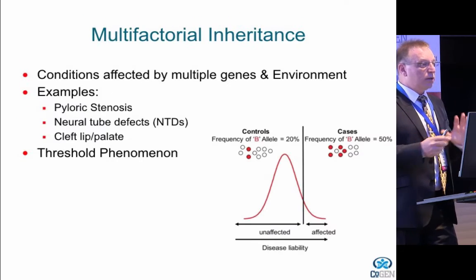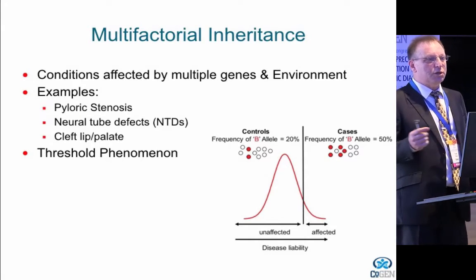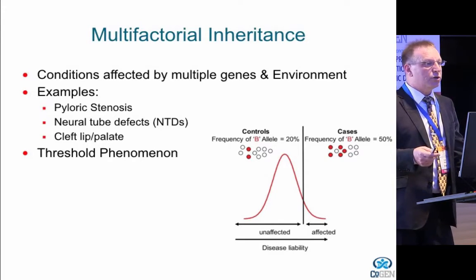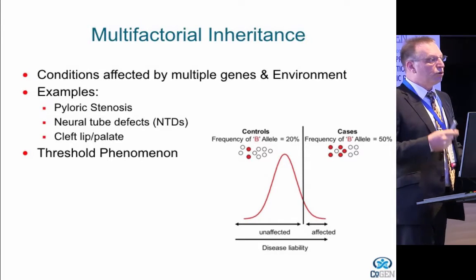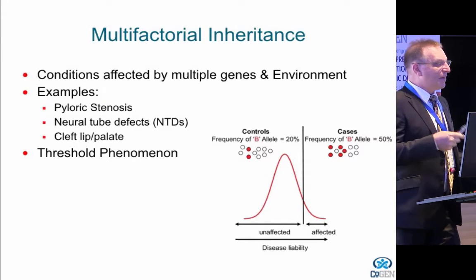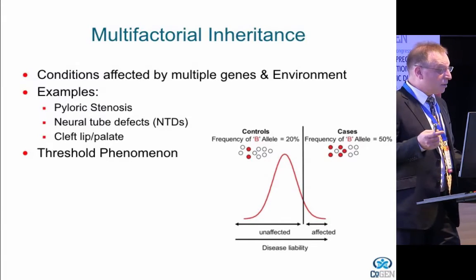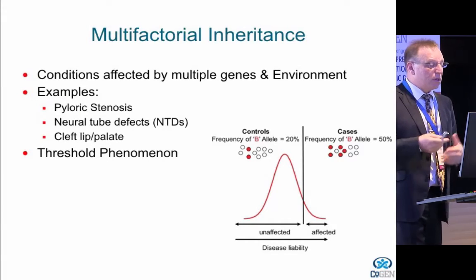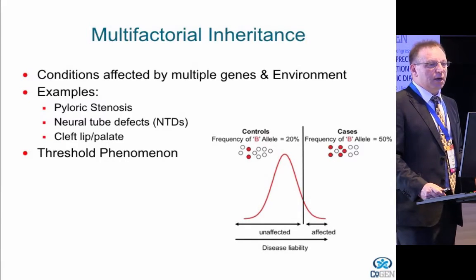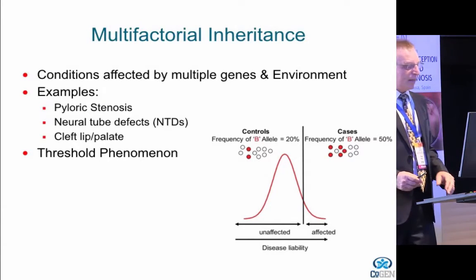So just to start with multifactorial inheritance, in fact, many of the conditions which afflict humans are multifactorial in nature. These include many of the neurodegenerative conditions, many of the advanced age conditions like heart disease, cancer, and some examples that may be detected in prenatal diagnosis like pyloric stenosis, neural tube defects, cleft lip and palate.